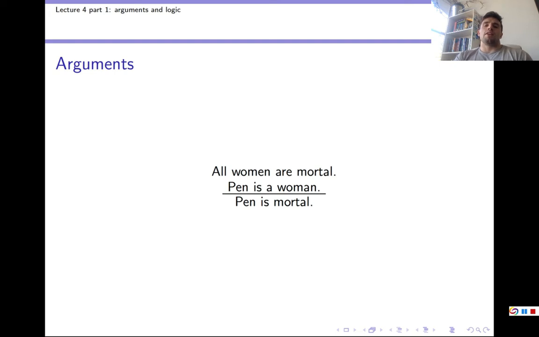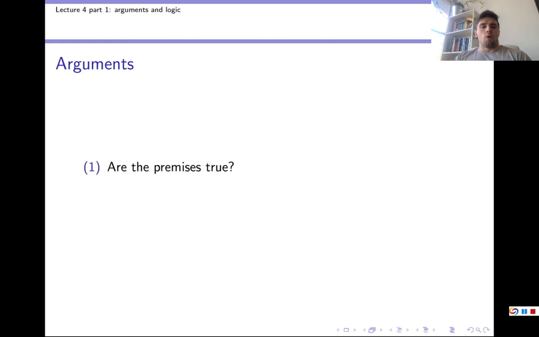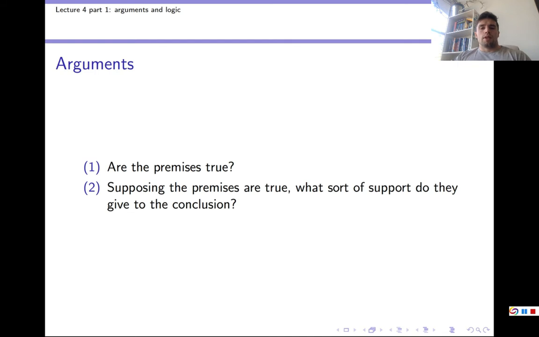Okay, so carrying on, determining whether an argument is any good or not comes down to a bit more than just testing for validity though, and this is where logic comes into the picture. When we evaluate an argument, we're interested in these two things. One, are the premises true? And two, supposing the premises are true, what sort of support do they give to the conclusion? Now, it's not our business as logicians to determine whether premises are true or not, although that certainly matters to the success of an argument.